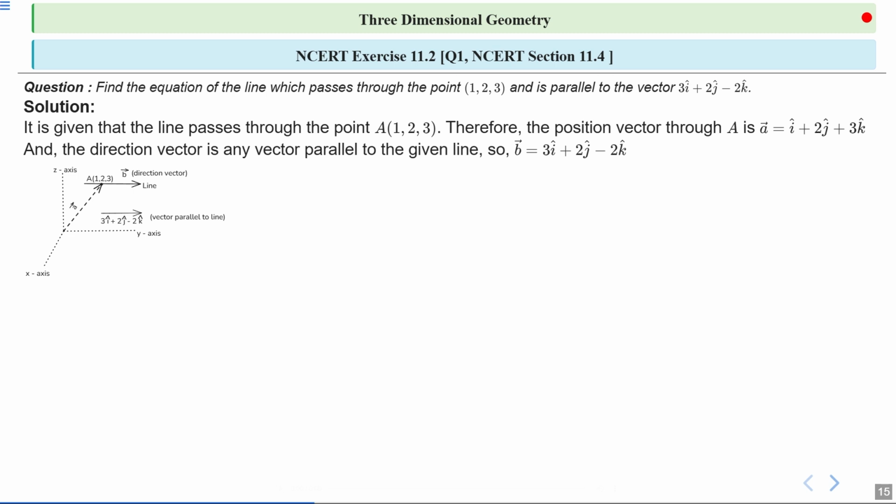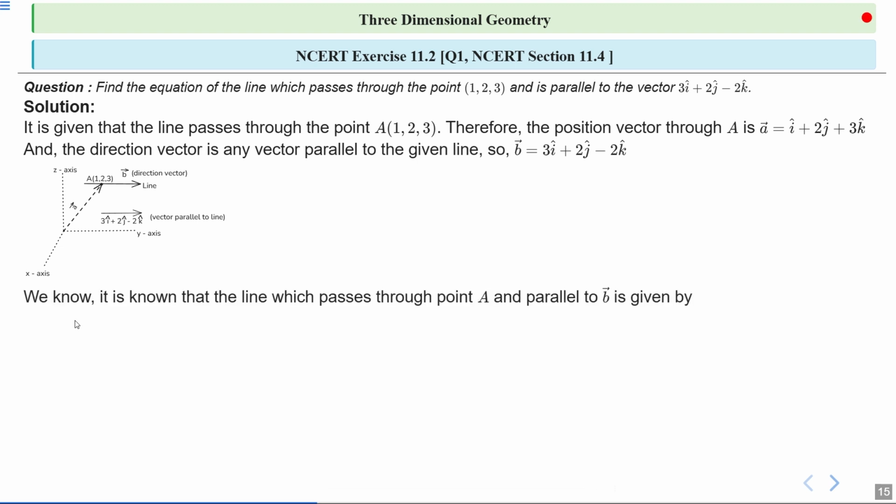Look at this diagram very carefully, and try to visualize what we have been given and what we have to do. Now we know that the line which passes through the point A and is parallel to vector b is given by vector r equals vector a plus lambda times vector b, where lambda is a constant.